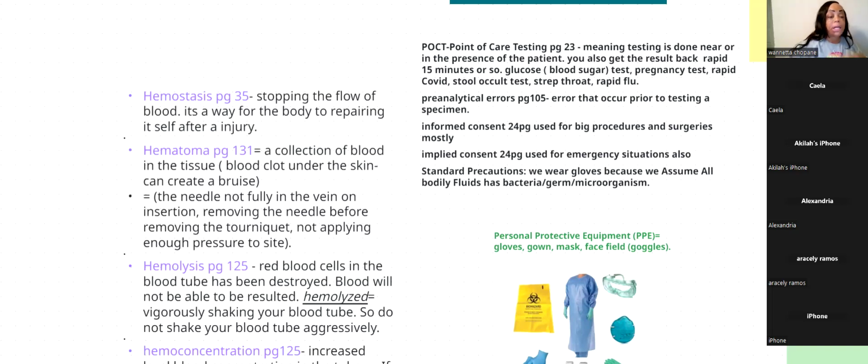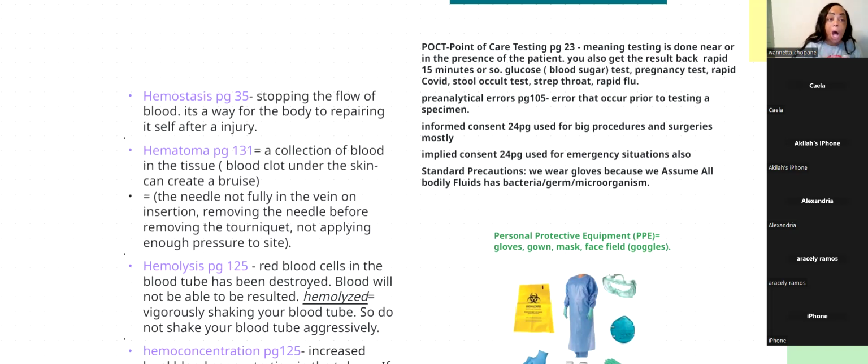Another reason a hematoma can develop is if you remove the needle before removing the tourniquet. Remember the process of venipuncture: when you're done with your blood tubes, it's tube, tourniquet, needle. Never remove the needle before the tourniquet, because if you remove the needle before removing the tourniquet, not only would blood start to seep out of the injection site, but it will also be forming in the tissue because the tourniquet is still tied.